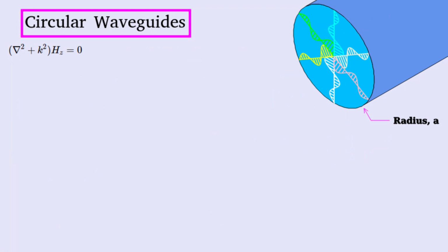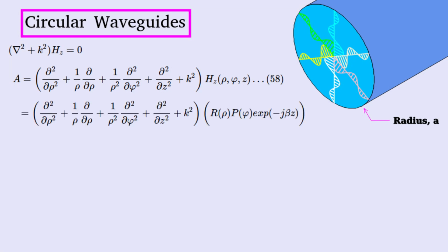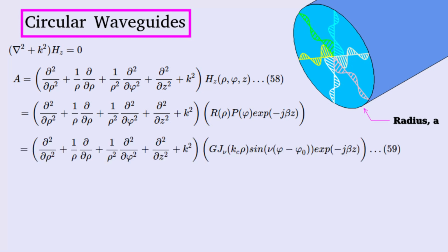Now to see if this equation for Hz is correct, we'll start with the wave equation in its simplest form and show that the equation for Hz is correct. We'll expand out the del operator in cylindrical coordinates like this. Then we'll substitute the equation in for Hz, being variable separable. Then we'll substitute the formula for Hz that we've found.